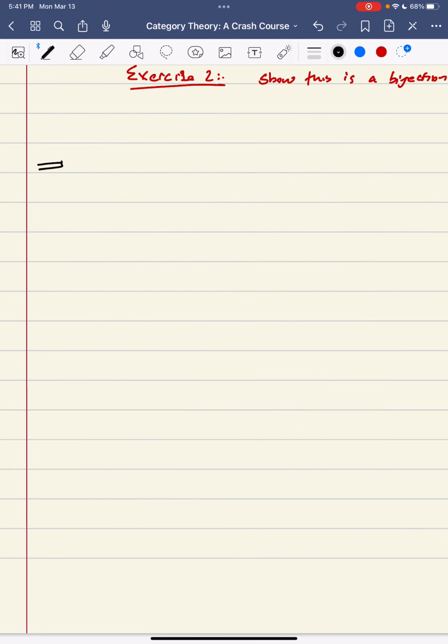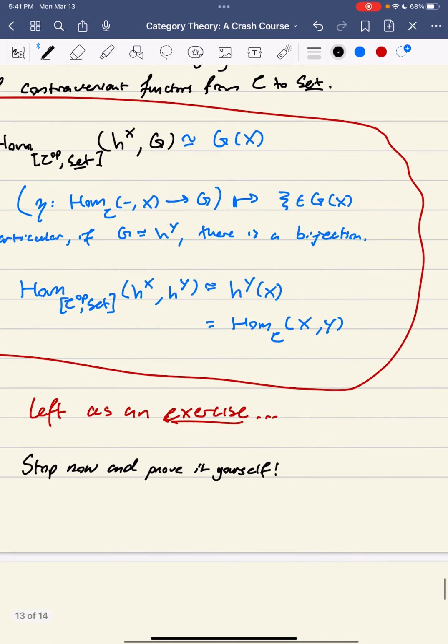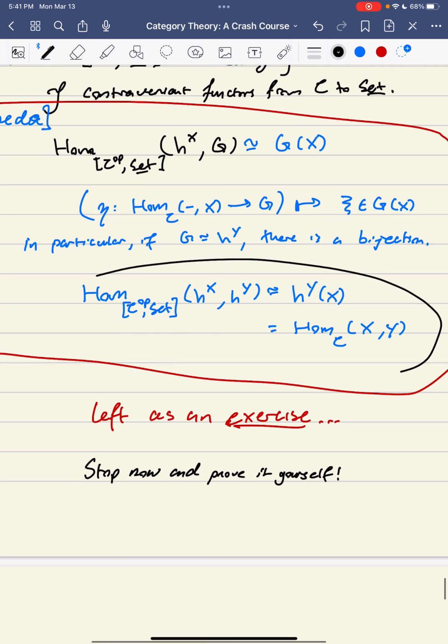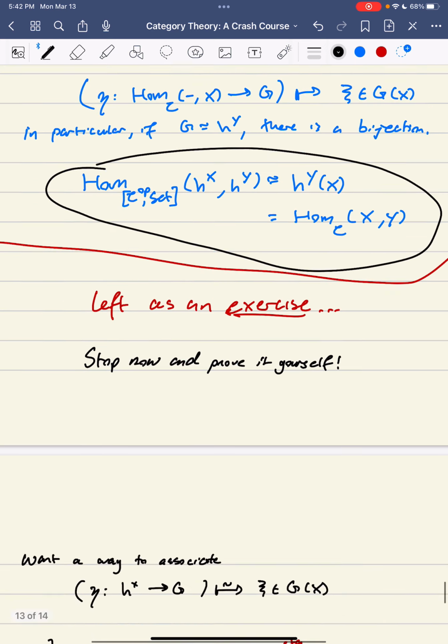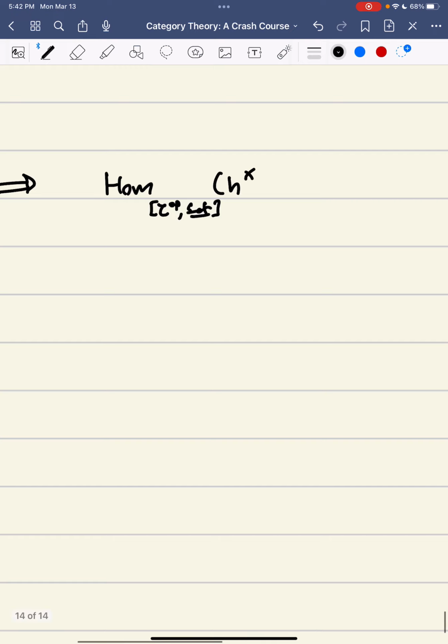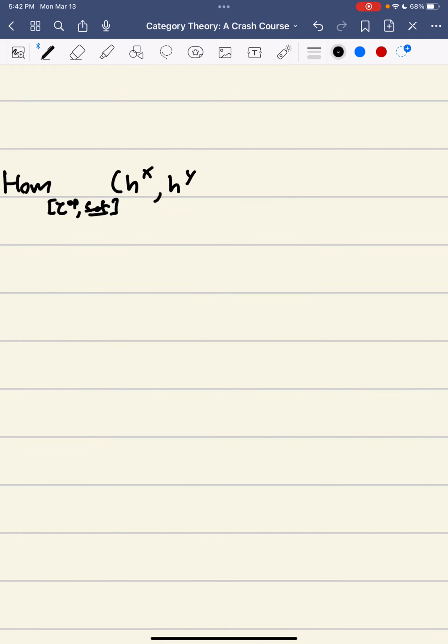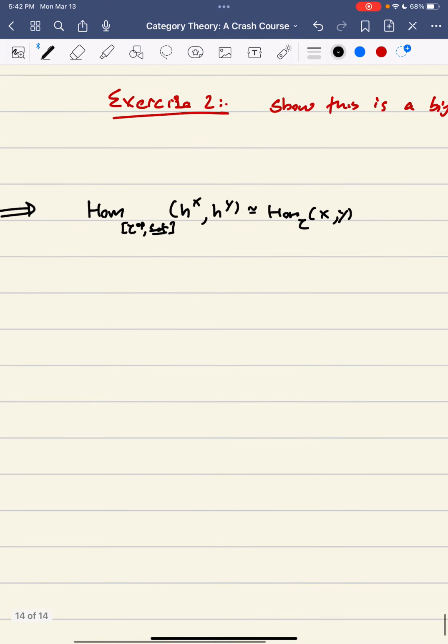Now I'm going to go back into this context, this sort of isomorphism right here. So if we assume we already know Yoneda, then what this says is that the set of natural transformations between h to the x and h to the y is just the set of morphisms from x to y. So what does this tell me, actually?